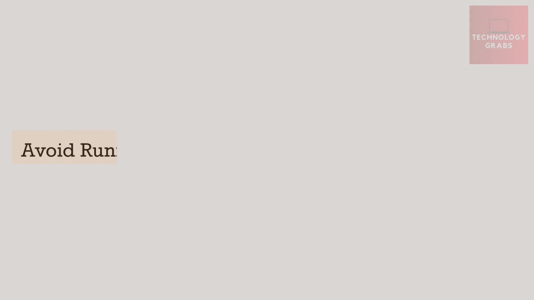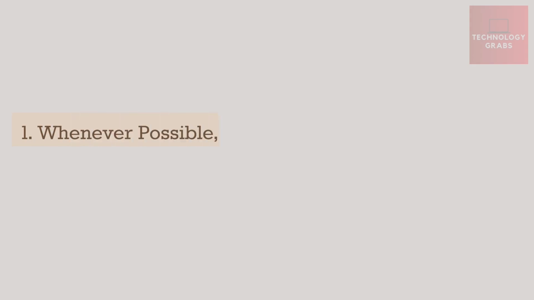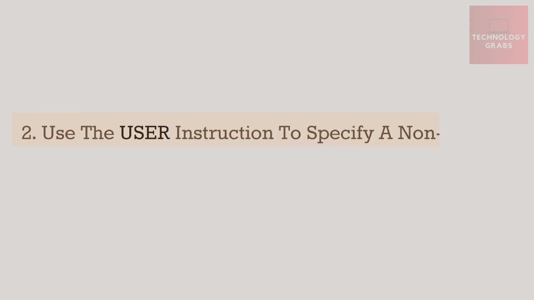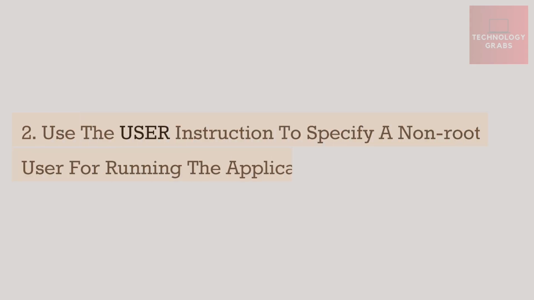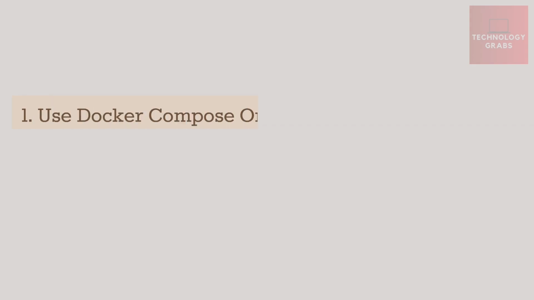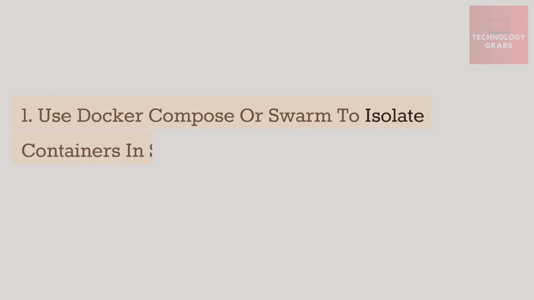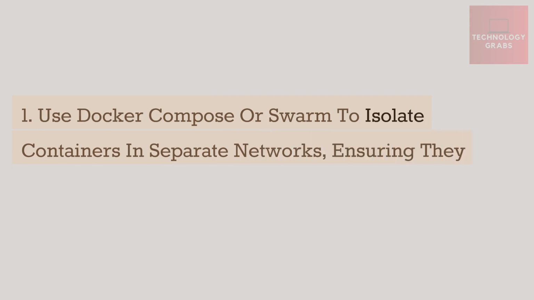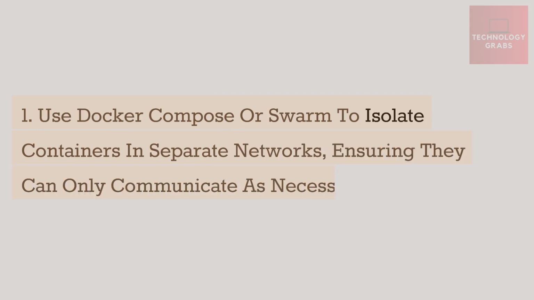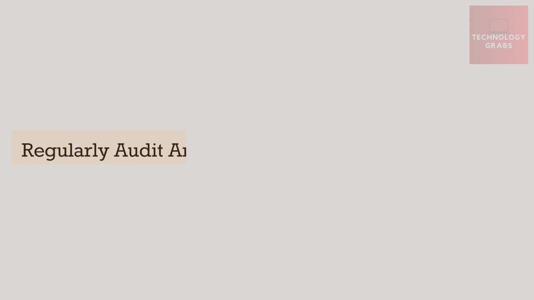Avoid running as root. 1. Whenever possible, configure containers to run as non-root users. 2. Use the user instruction to specify a non-root user for running the application. Segment containers. 1. Use Docker Compose or Swarm to isolate containers in separate networks, ensuring they can only communicate as necessary. Regularly audit and update images.